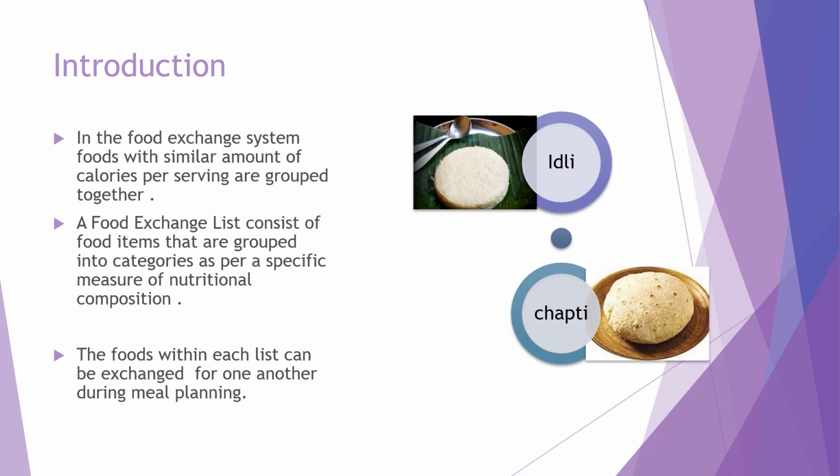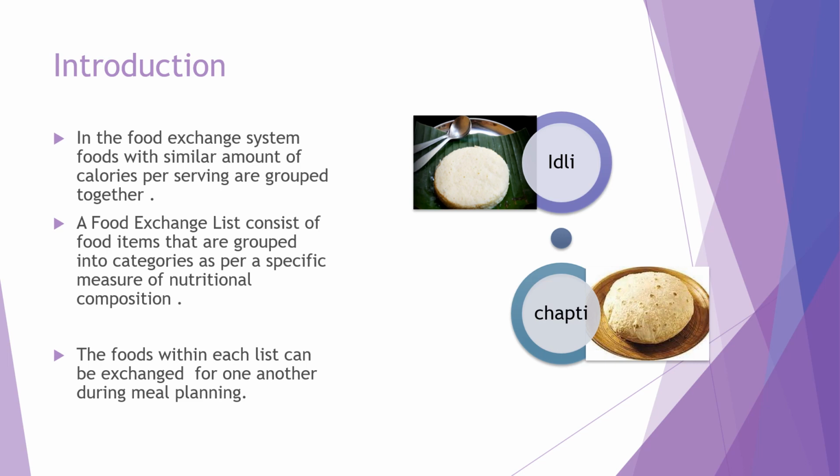In the food exchange system, foods with a similar amount of calories per serving are grouped together, and the food exchange list consists of food items that are grouped into different categories as per the specific measure of nutritional composition. Depending on which food sources are rich in nutrients, they are grouped depending on the similar composition of the foods. The foods within each list can be exchanged for one another during meal planning.